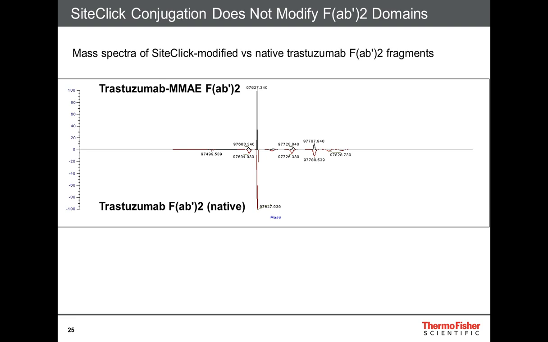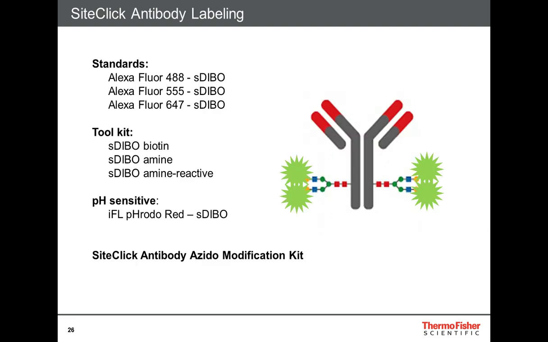Now, by binding specifically to the Fc tail of our IgG, we can show again with mass spectrometry that before and after conjugation, we have seen no change to the antigen-binding domains of our antibody. So even though it contains a toxic payload, we have not changed the structure of the antigen-binding domains.